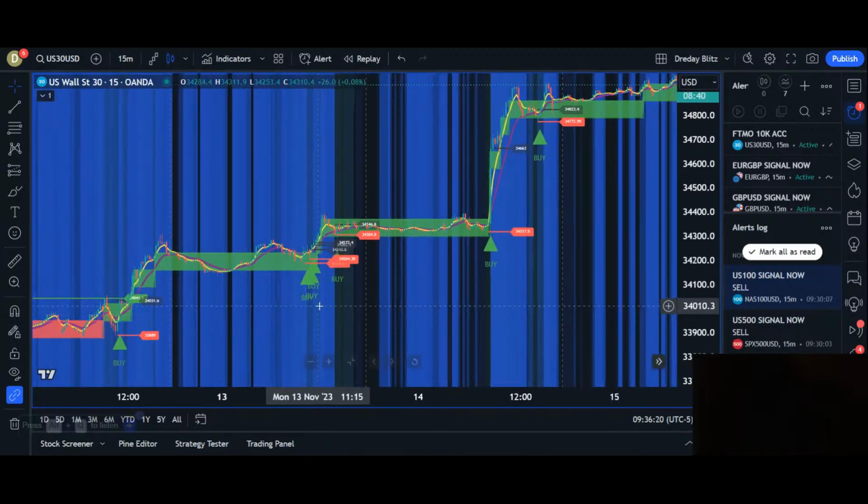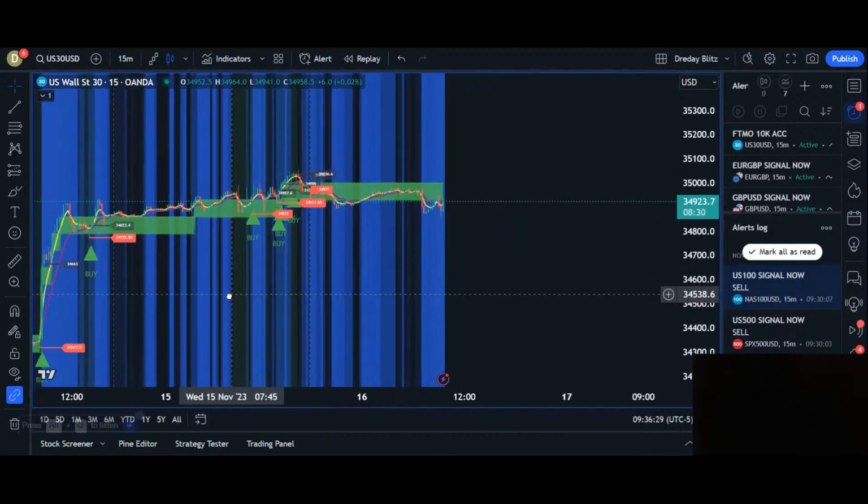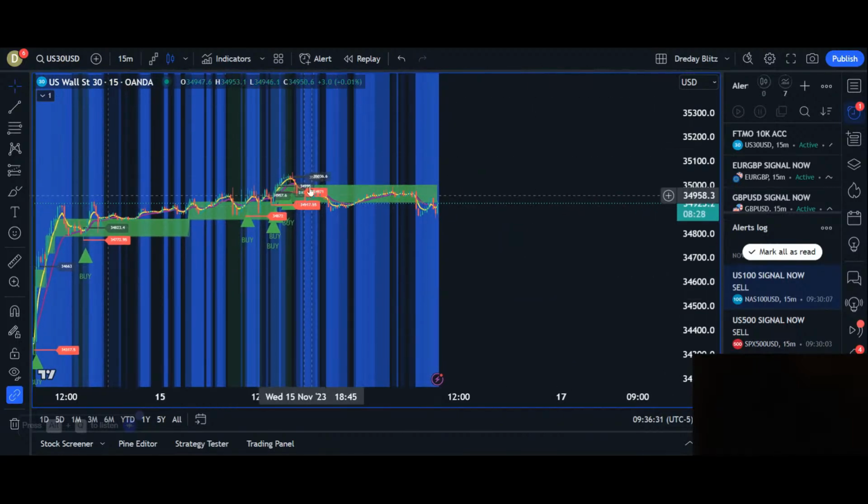Since last Friday morning, we've been looking at bullish movement in the market, and we had a lot of bullish setups here.